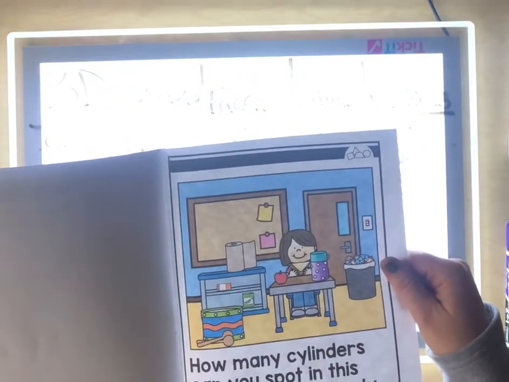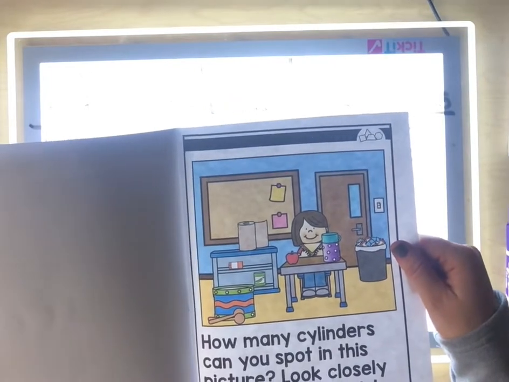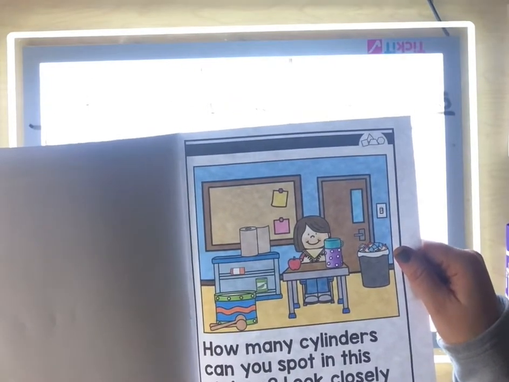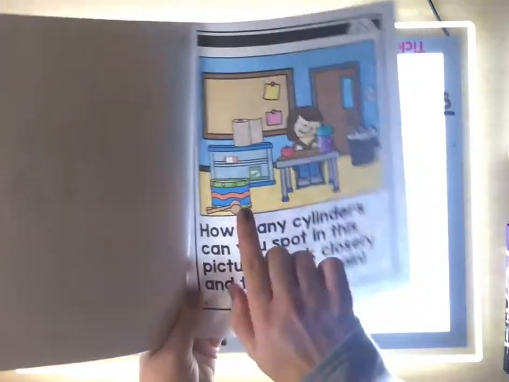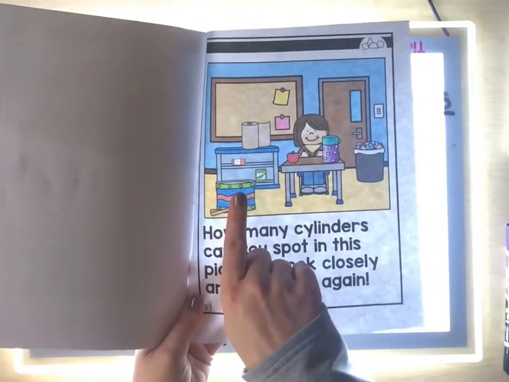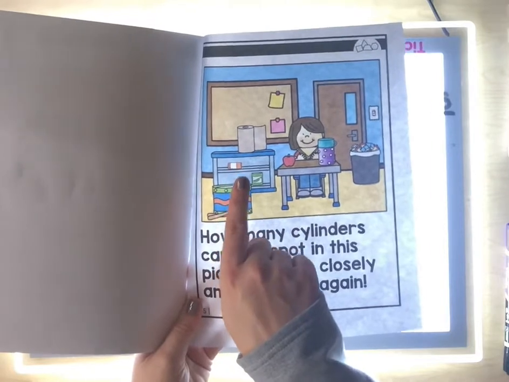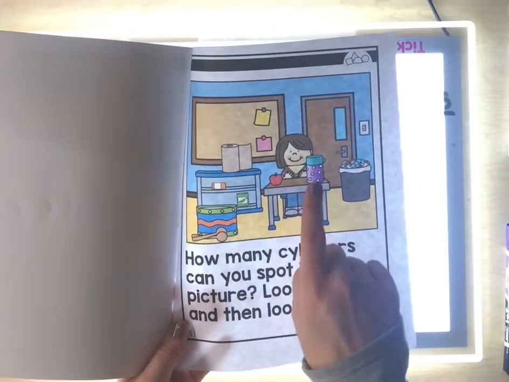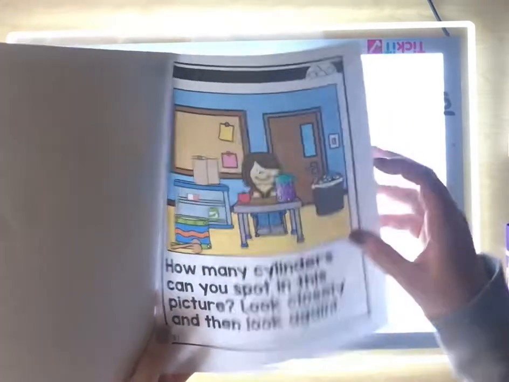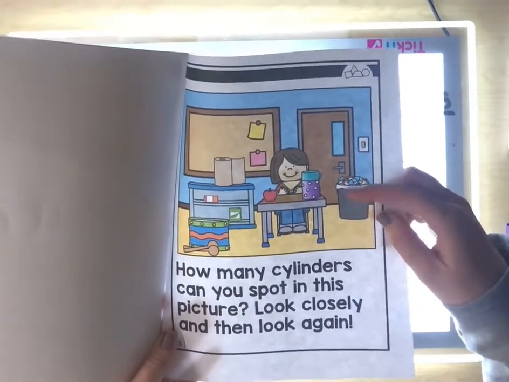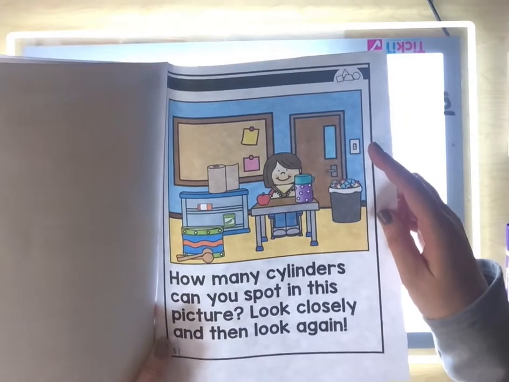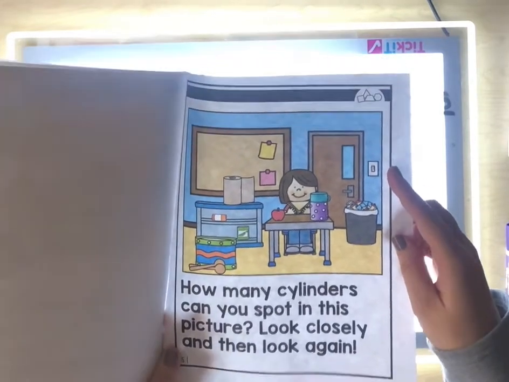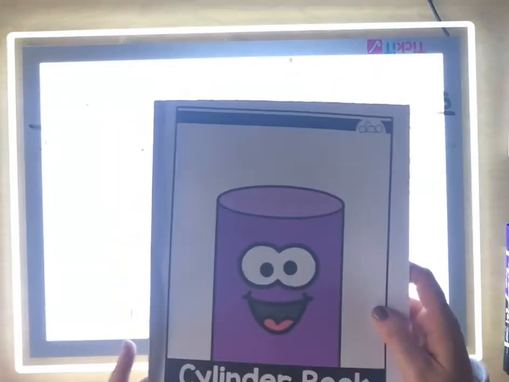How many cylinders can you spot in this picture? Look closely, then look again. So I'm going to pull it up a little bit. I see a drum, the glue stick, a can of peas, the paper roll. Look on our thermos. You look in here, there's the trash can, that's one. Wow, we can find cylinders everywhere. The cylinder book.